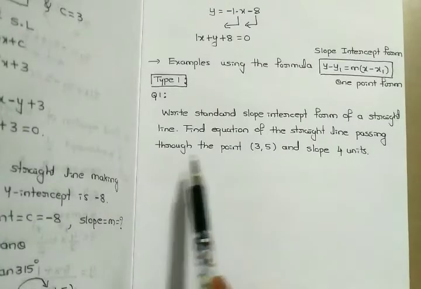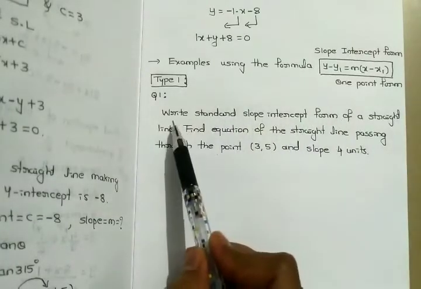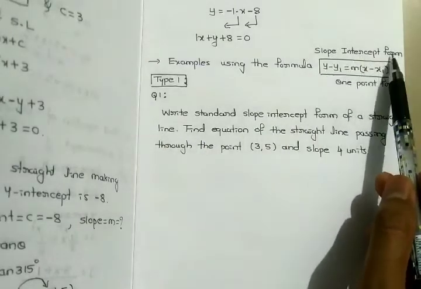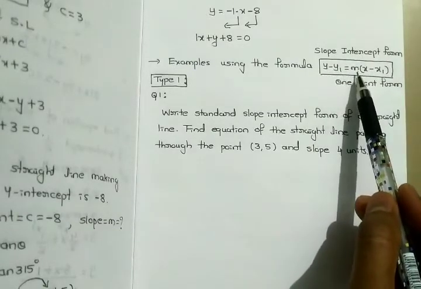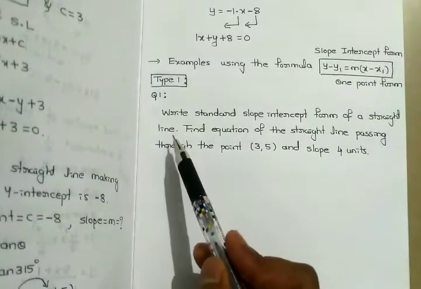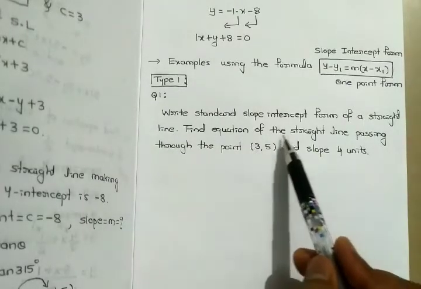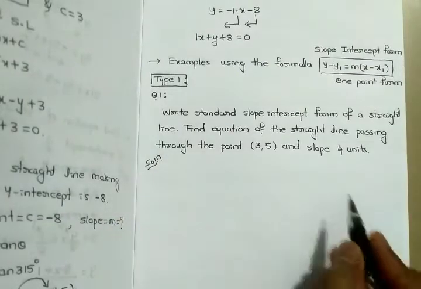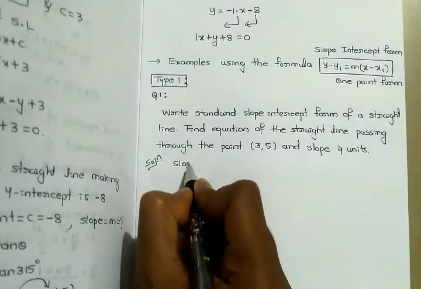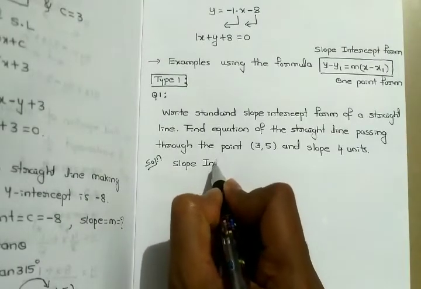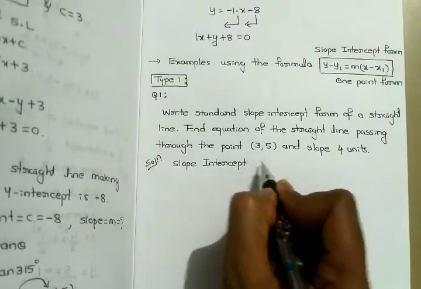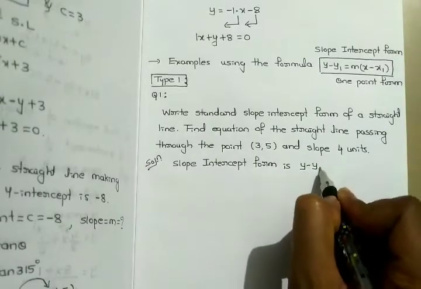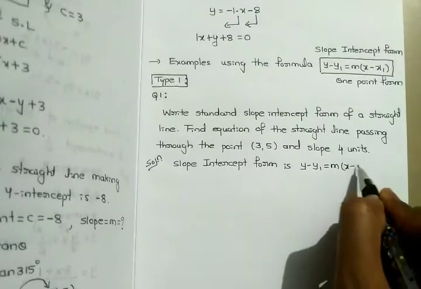See, in this question, what they had given, first you need to write the formula, correct? See here, write the standard slope intercept form of a straight line. So the slope intercept formula is what? Y minus y1 is equal to m into bracket x minus x1. After writing the formula, you need to find out what? The equation of that straight line. Therefore, solution, write the formula. Therefore, slope intercept form is y minus y1 is equal to m into bracket x minus x1.